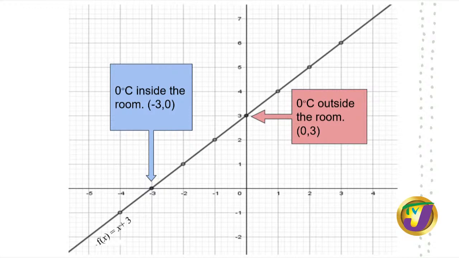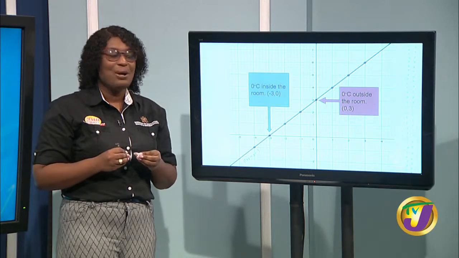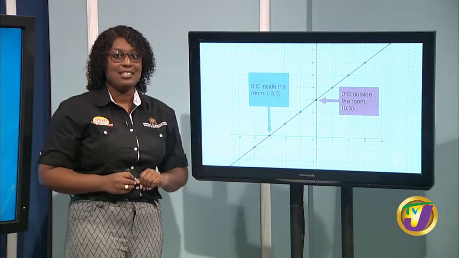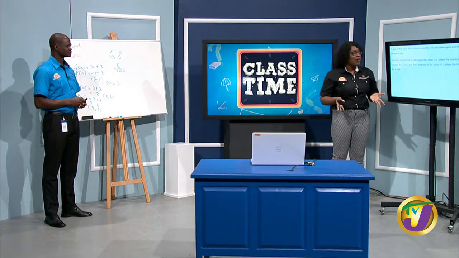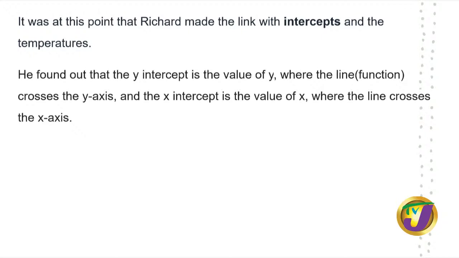Now this word intercept, I'm sure you've come across it before, and all it simply means, as it says, is where something meets or cuts each other. So at that particular point is where we will find 0 degrees inside and out, or our x and y intercept. All right, so it was at that point that Richard made the link with the intercepts, as we just did, and he found out that the y-intercept is the y value where the function crosses the y-axis, and the x-intercept is the x value where the line crosses our x-axis.